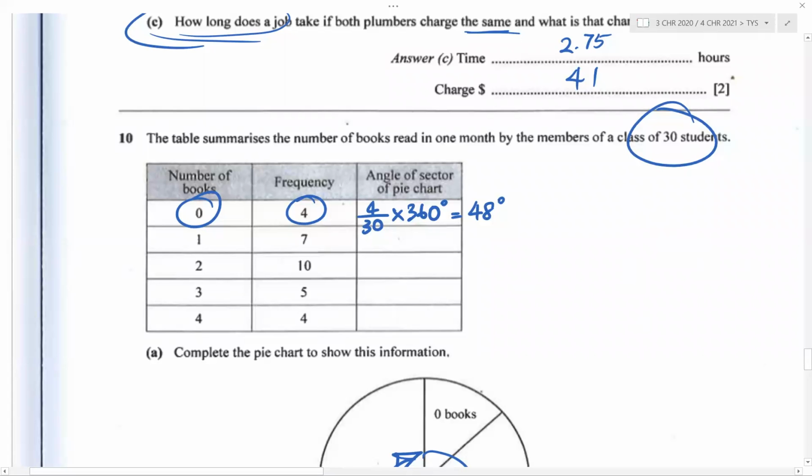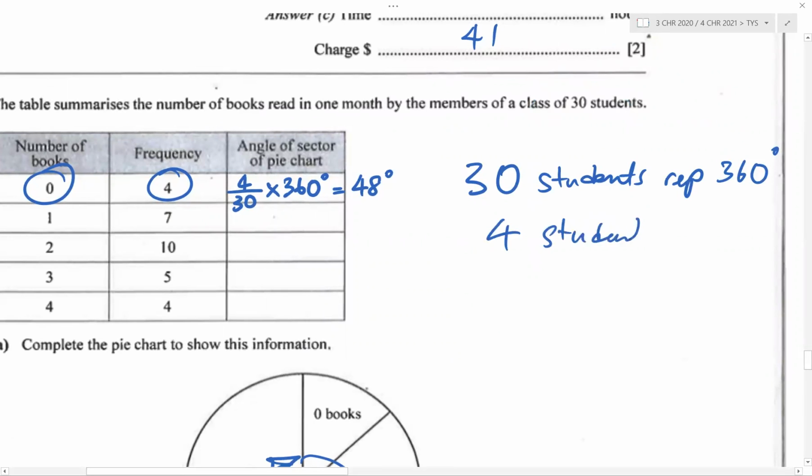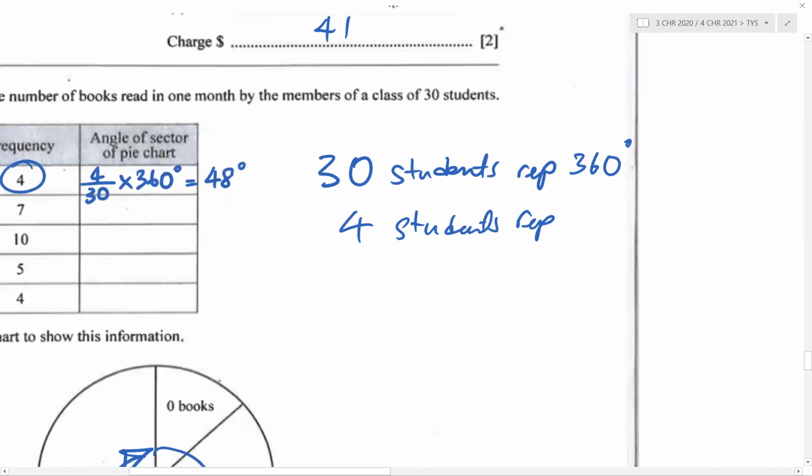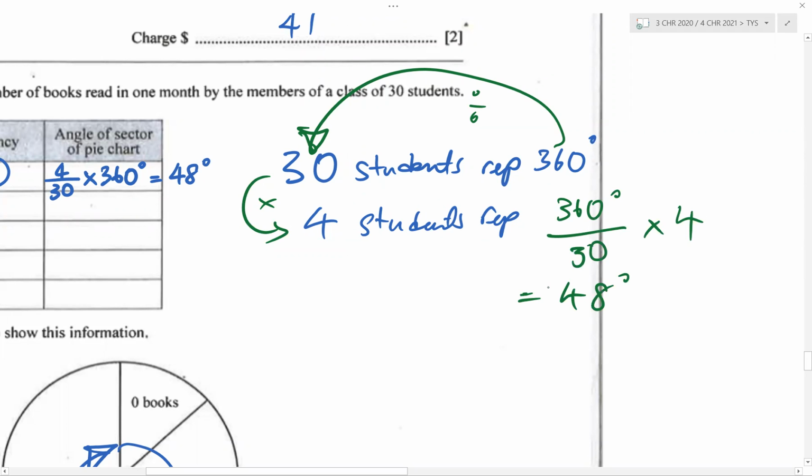The other way to look at it is to say 30 students represent 360 degrees. This is an alternative. So if we want only 4 students, we do the same arrows, the green arrows, divide, multiply. So we end up with 360 over 30 times 4. You still get 48 degrees. Okay, different working, but same answer. They're doing the same thing.